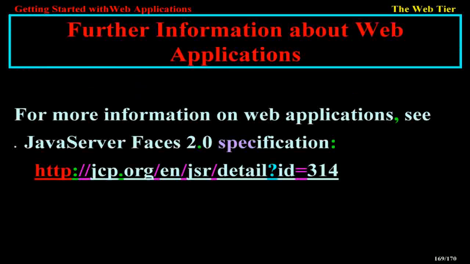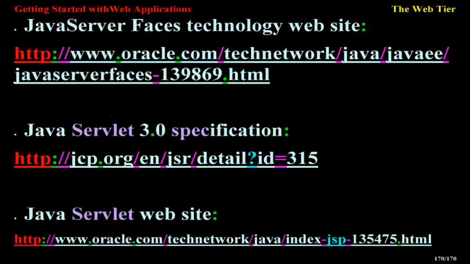Further information about web applications. For more information on web applications, see the JavaServer Faces 2.0 specification, http://jcp.org/en/jsr/detail?id=314; the JavaServer Faces Technology website, http://www.oracle.com/technetwork/java/javaee/javaserverfaces-139869.html; the Java Servlet 3.0 specification, http://jcp.org/en/jsr/detail?id=315; and the Java Servlet website, http://www.oracle.com/technetwork/java/index-jsp-135475.html.